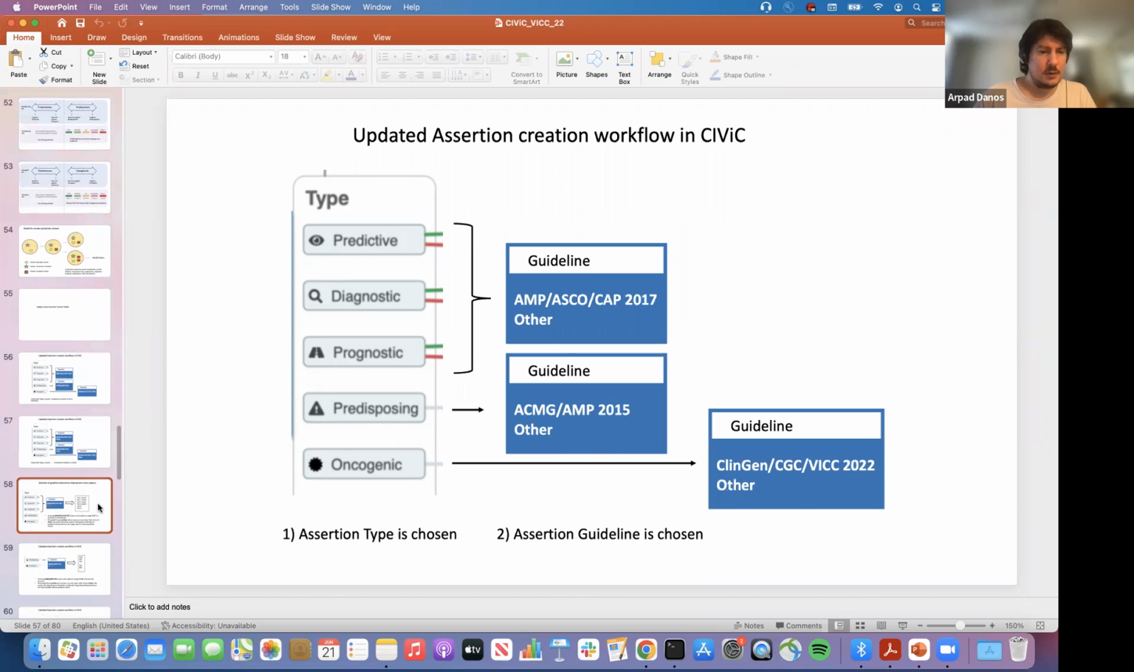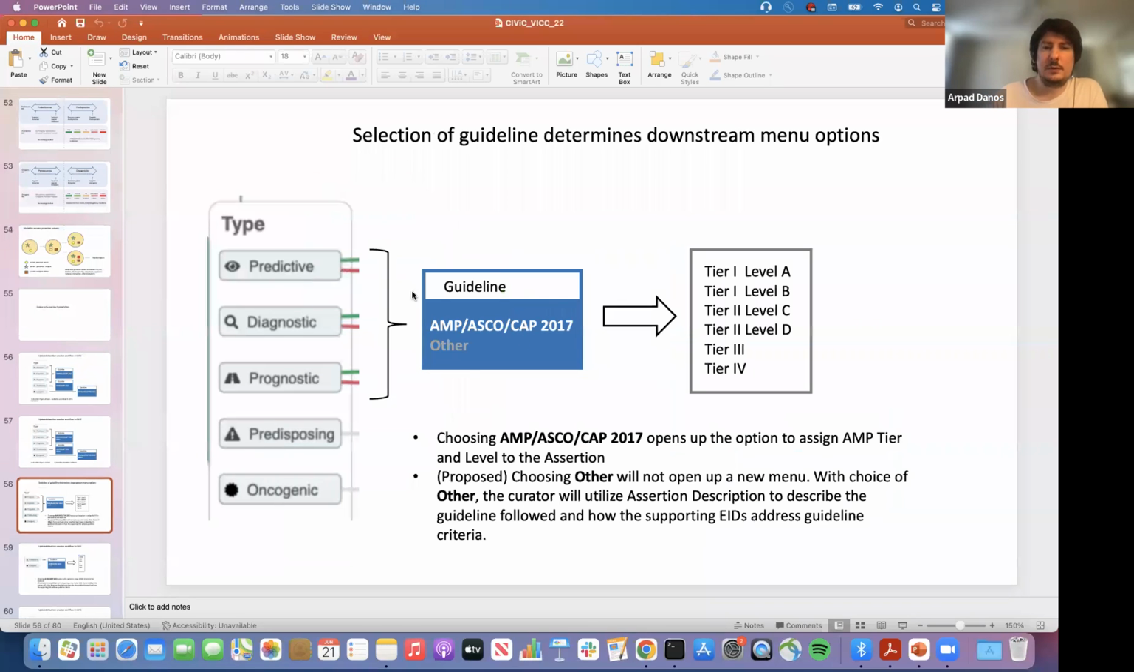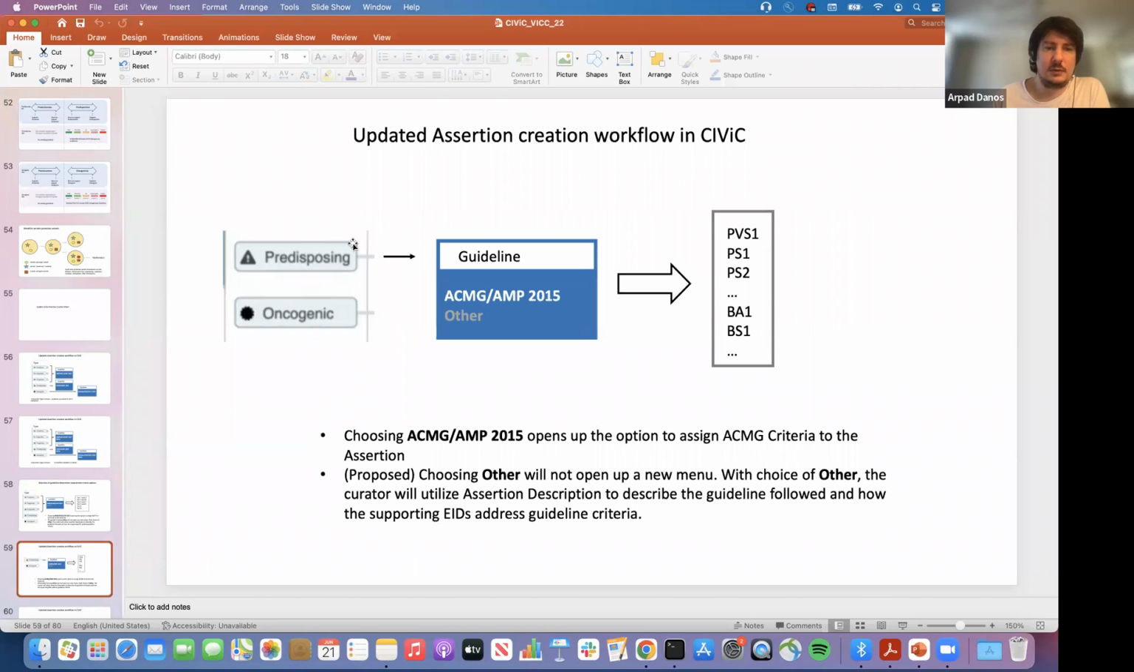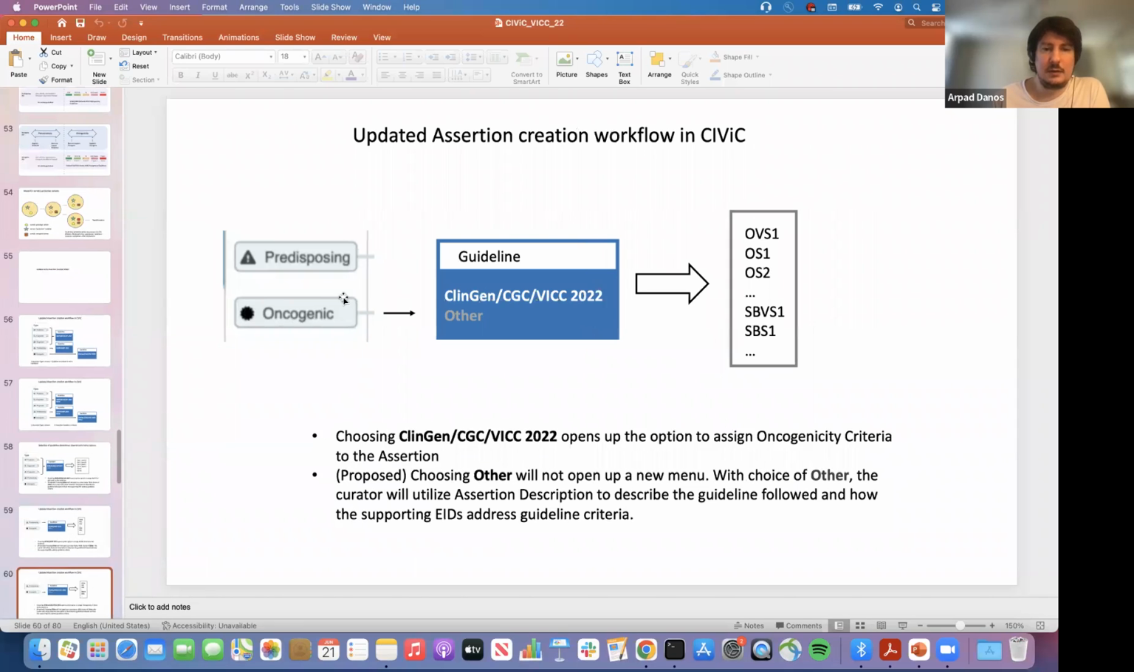Well, I think maybe I'll just jump here. So for instance, when you choose this guideline, this pops up: the tier 1 level A, tier 1 level B. And that's going to come up for these types. So when you choose this type, this guideline pops up and these become exposed. When you choose oncogenic, this guideline is going to pop up and these are going to become exposed.